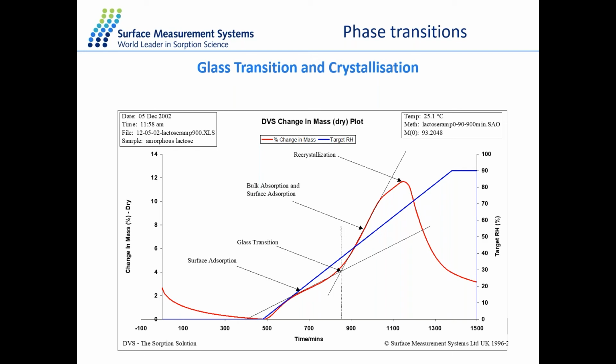This material goes through two different phase changes. It goes through glass transition and it goes through recrystallization. So what is happening over here? This is a phenomenon that happens as we're talking about bulk sorption. The material starts from a pure surface sorption. So when we introduce molecules, they just pile up on the surface.